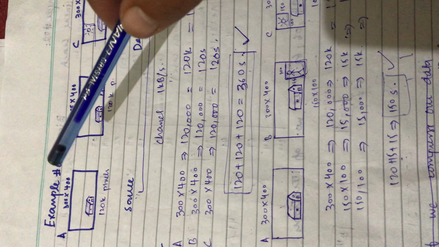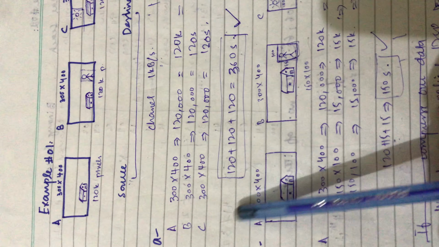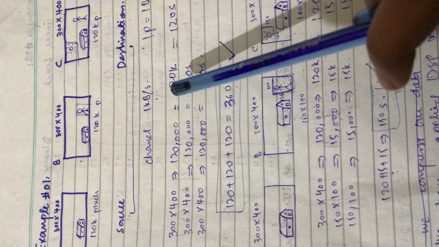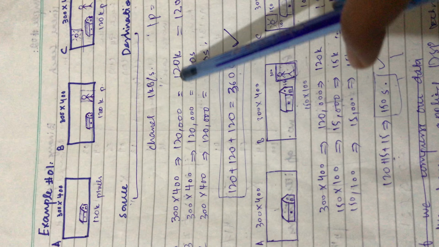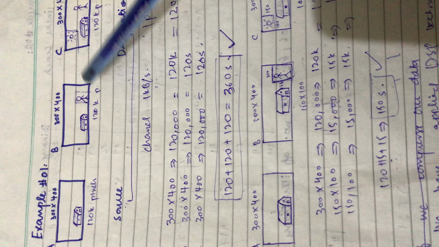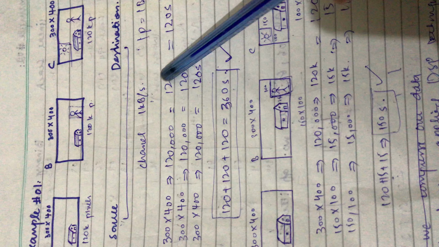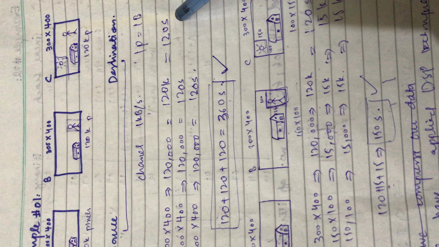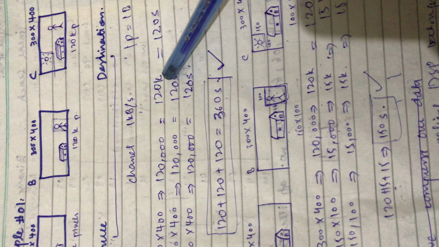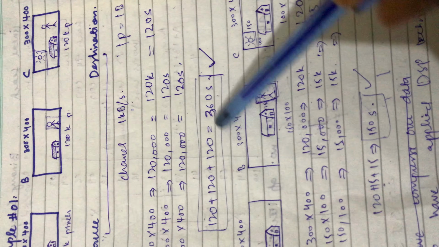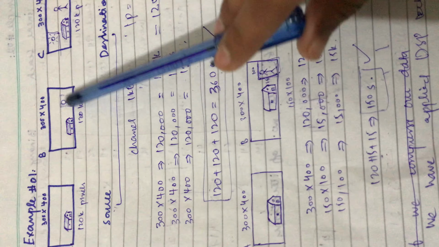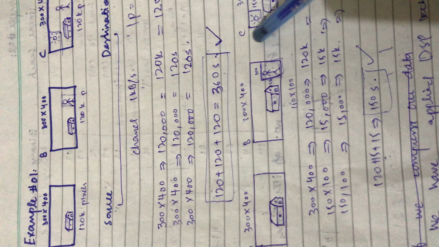Here the first image will take 300 cross 400, which is equal to 120k. The size of the first image is 120 kilopixels. The same holds for the second and the third image. So it will take 120 seconds to transmit 120 kilopixels of data from source to destination. By adding all three values, we get 360 seconds to transmit the three images.